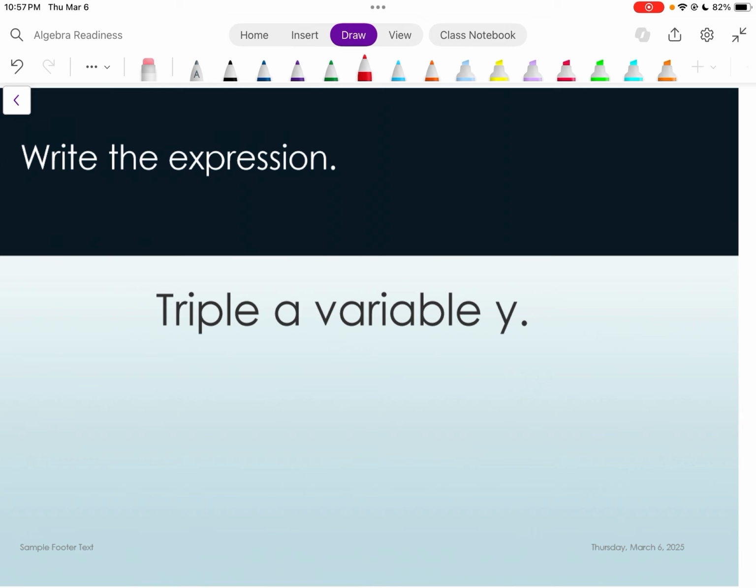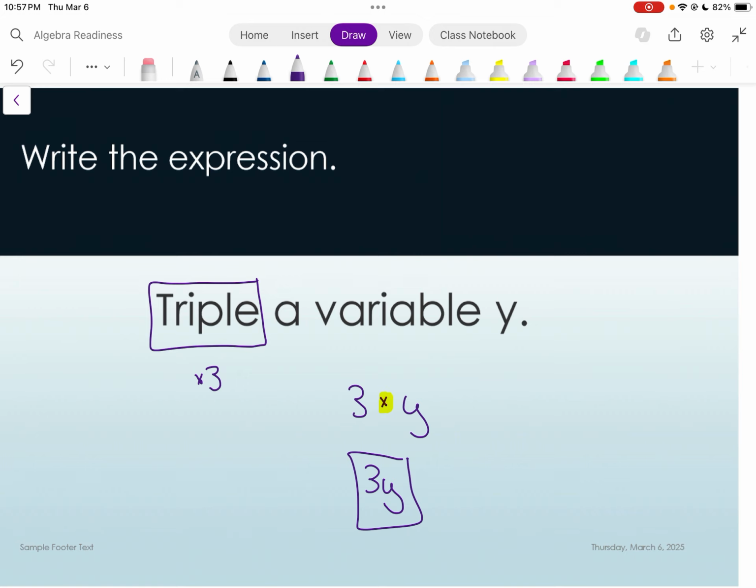The next expression, triple a variable y. We talked about how triple meant times 3. So we have 3 times y. And we talked about how when you have a number times a variable, you do not need to write the multiplication symbol. So you can just write it as 3y.